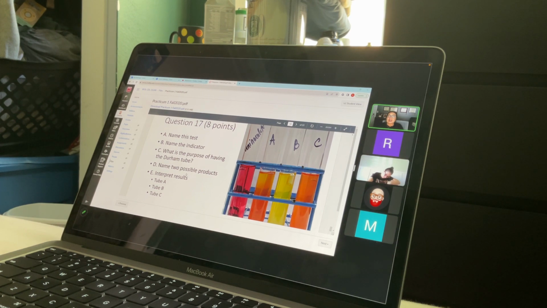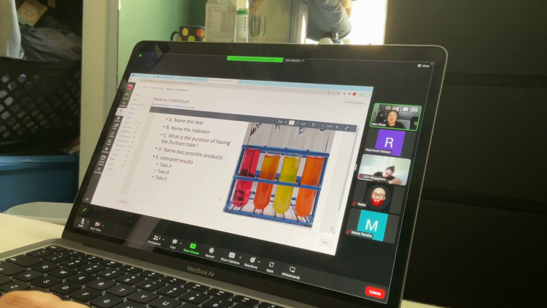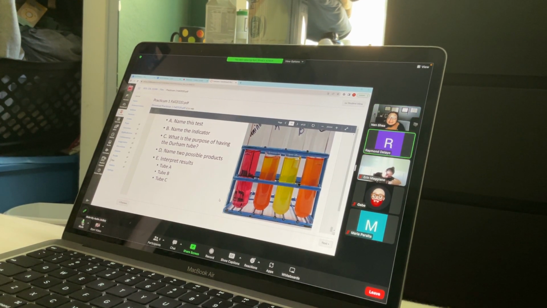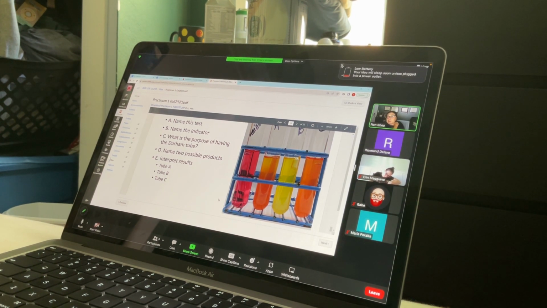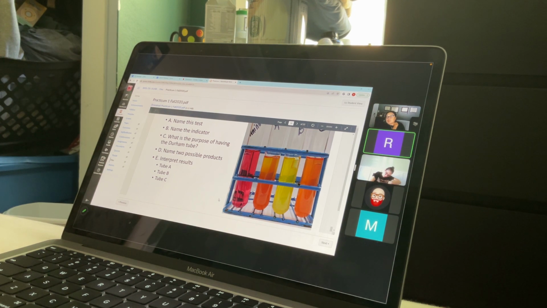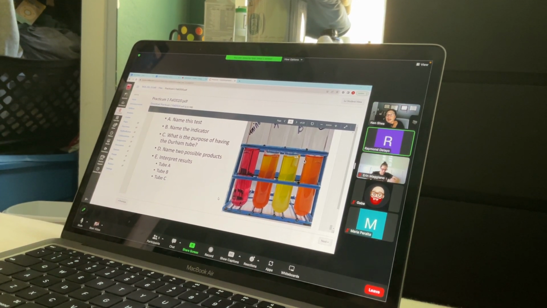Okay. This one is, name this test. Raymond, can you name this test? It's the sugar fermentation test. Exactly. It's a sugar fermentation test. What is the indicator? Is this one the methyl red? No. Is this a phenol red one? No, phenol red. Phenol red.